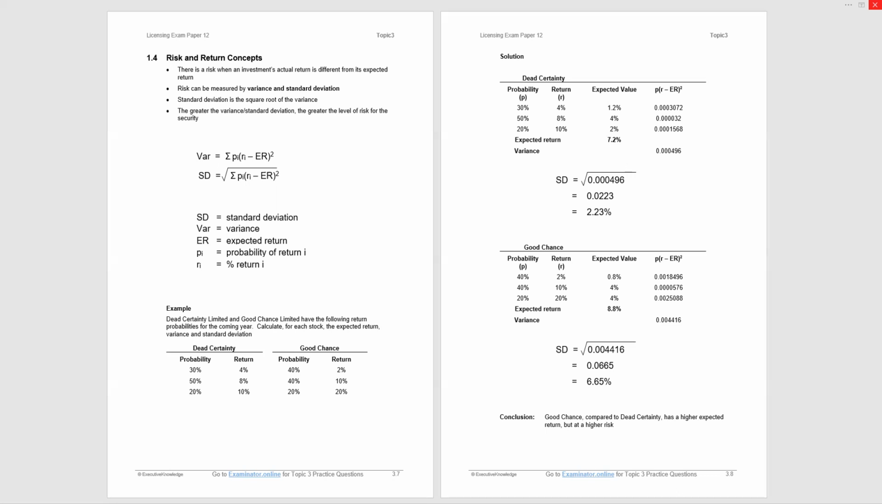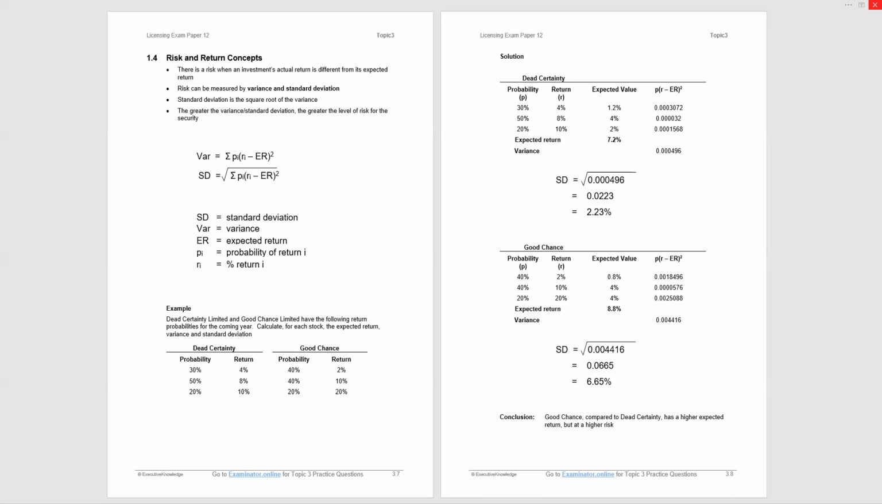Now, on its own, that's fairly meaningless. It makes more sense when we compare it to another investment. So let's look at good chance. Three probabilities, different returns this time, 2, 10, and 20. And you can tell immediately that the returns are more widely spread than dead certainty. The expected value we calculate in the same manner as dead certainty, and we get an expected return of 8.8%.